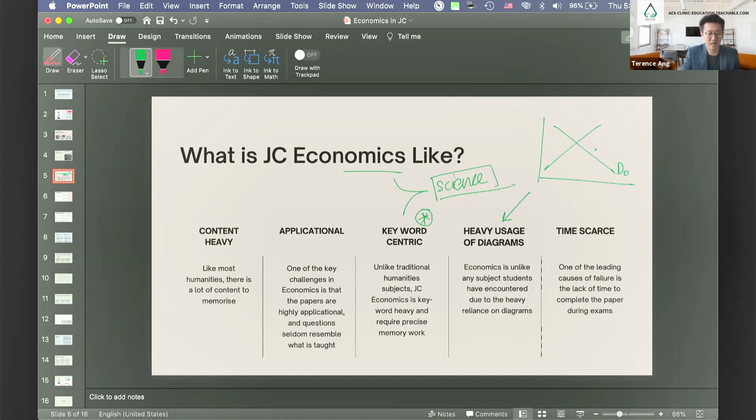Where this downward sloping line is demand, that's supply, and then from there, you could derive a quantity and a price for the market for something like cars, for instance, right? So this shows you a demand and supply model for cars. Students are expected to use models and diagrams like these to answer questions, whether in the context of an essay or in the context of a case study.